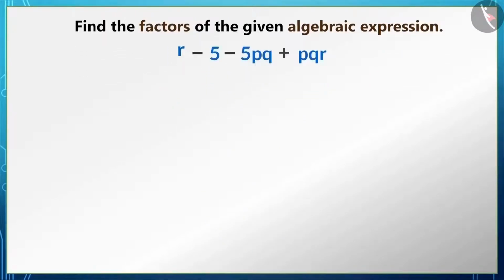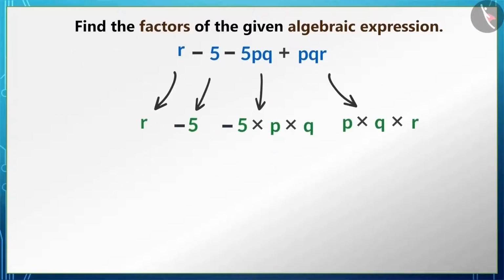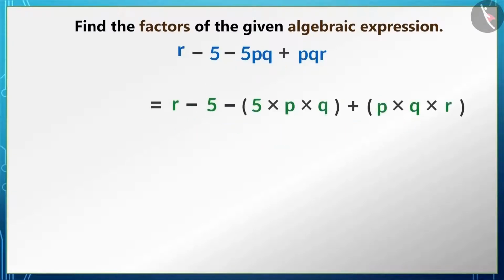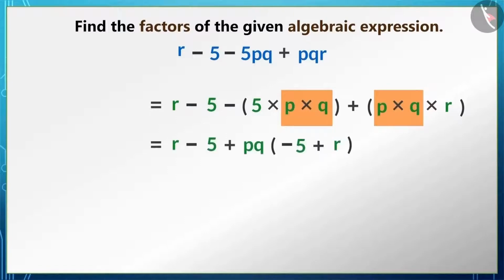You got it right. We will first write the factors of all the terms of this algebraic expression in this way. All these terms do not have any common factors, but between the third term minus 5pq and the fourth term pqr, there is a common factor pq. So we can write the given algebraic expression as follows. Here pq is the common factor in the last two terms. So we can solve it further in this way.